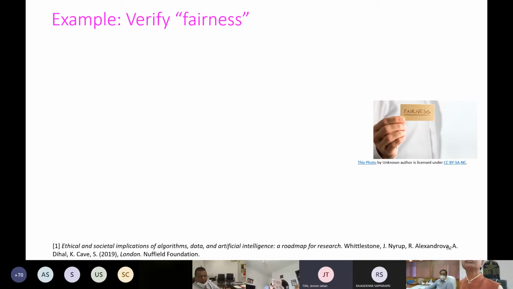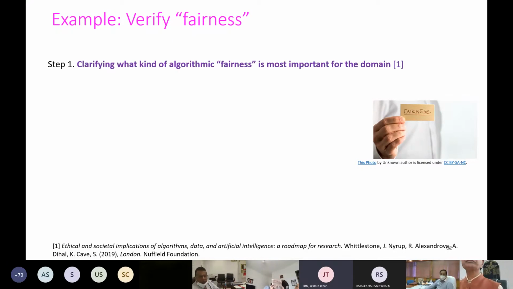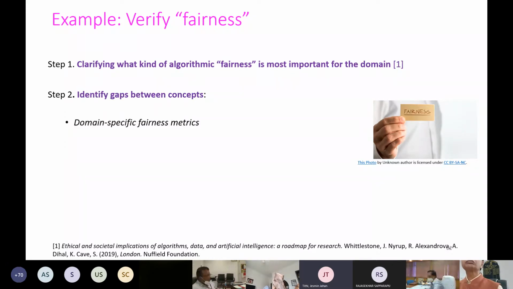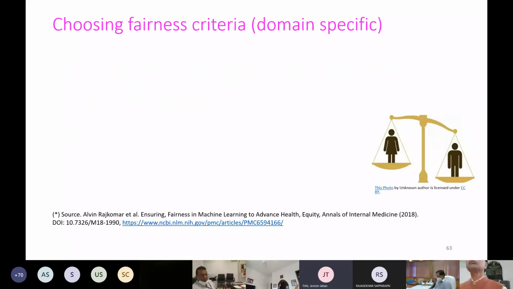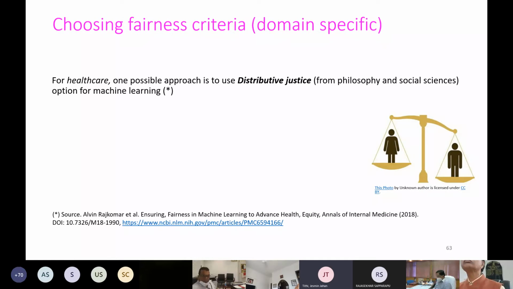To verify fairness of the model that we were inspecting, we first need to clarify what kind of algorithmic fairness we want, what kind of fairness is most important for the domain, and also identify gaps between different concepts, because there are domain-specific fairness metrics, there are also machine learning specific fairness metrics, and there are also context-relevant ethical values that we need to weigh in. And then we need to choose the fairness criteria based on the domain.